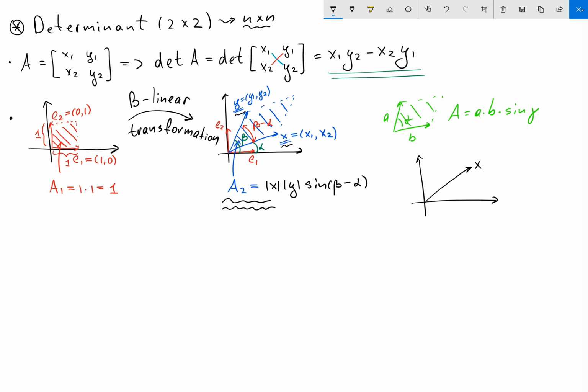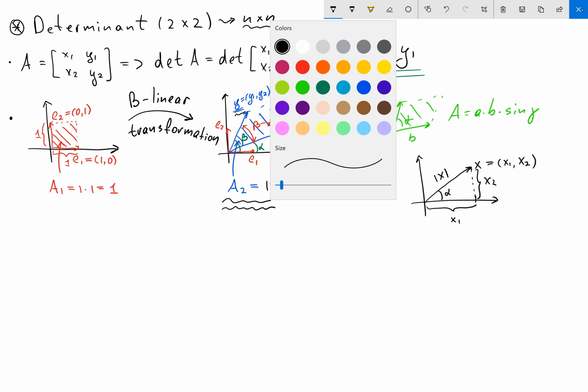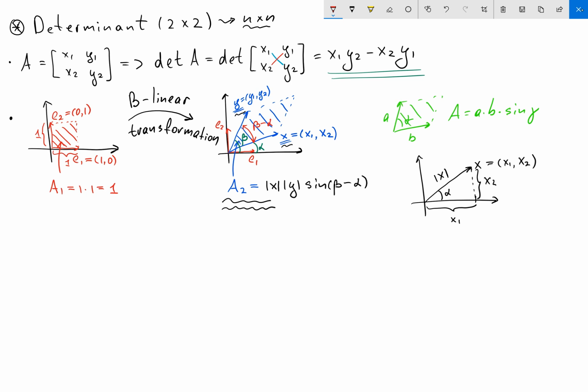So we can see this is our vector x with coordinates x1 and x2, and this is our angle alpha. And we know the length of this side is x1, the length of this side is x2, and the length of this side is the absolute value of x. So what can we do? We can express our cosine and sine of alpha in the following way. By the definition of cosine we know, and by the definition of sine we know.